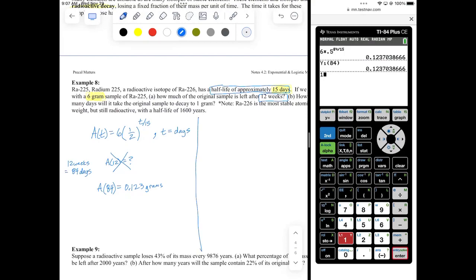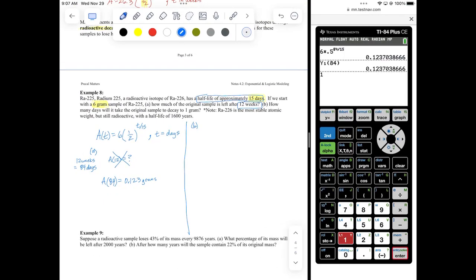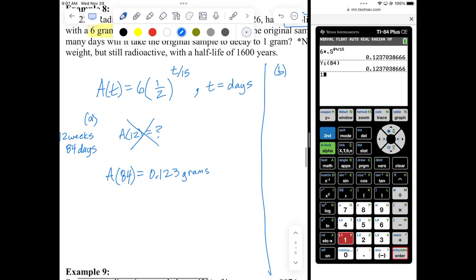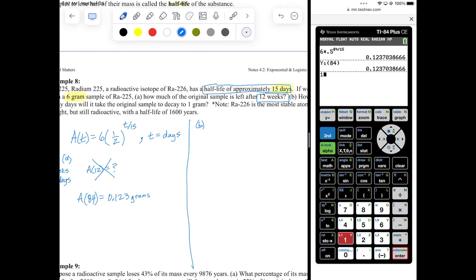The second part, part B. Every day in here is part A, right? It's a part A, party in the USA. How many days will it take the original sample to decay to 1 gram? Well, we know it's going to be within 84 days, right? Because it's already way below a full gram. But in this case, how am I going to use the model? Do I want to plug in a 1 for t or set it equal to 1? I set it equal to 1 this time.